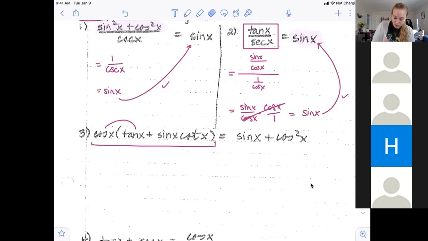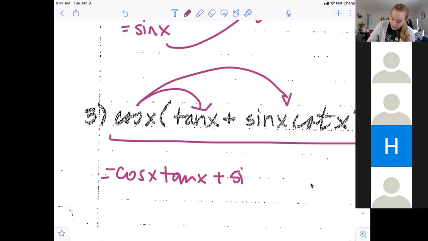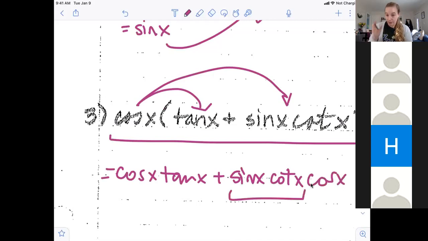I actually think I want to distribute first. There's no right or wrong way; I just think distributing is going to make more sense in this problem. So I'm going to multiply cosine times tangent and cosine times sine times cotangent. Know that a cosine doesn't go to sine and to cotangent separately; it goes to that one piece altogether. So I have cosine x times tangent x, and then sine x, cotangent x, and then cosine x. These are not separate; they're all one, so cosine just goes with them.